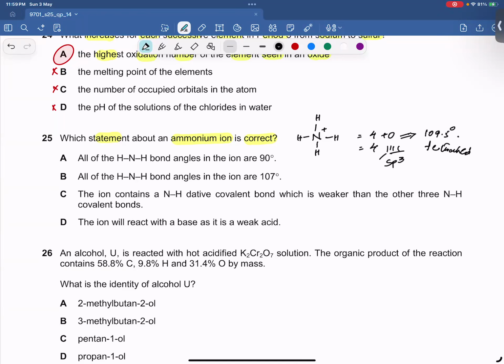And this ammonia mine exhibit 2 types of bonding. The first one is covalent and the second one is dative bond, which is also called coordinate covalent bond. If you remember, we have done this equation in the class. So all NH bond angle in ammonia mines is 90 degree, not at all 109.5 degree. 107 degree, not at all 109.5 degree. The ion contain NH dative covalent bond. NH is not dative, it is only covalent bond. Again wrong. The ion will react with base as it is a weak acid.